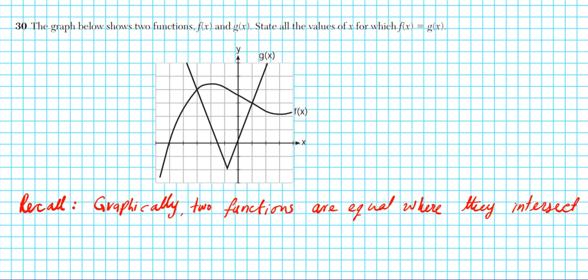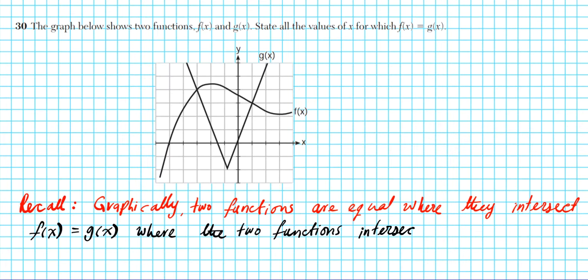So let's write down what our objective is. So f of x is equal to g of x where the two functions intersect. So that's what we're looking for. Where do the two functions intersect? Alright, let's go ahead and indicate those. There are 2 points of intersection here. Let's call the first one intersection 1, and then the second one, let's call it intersection 2.